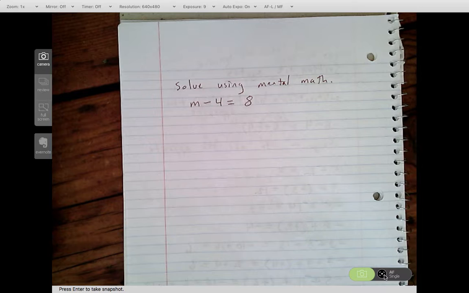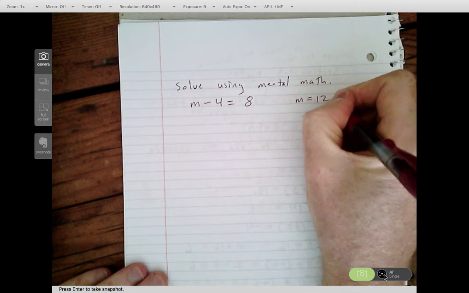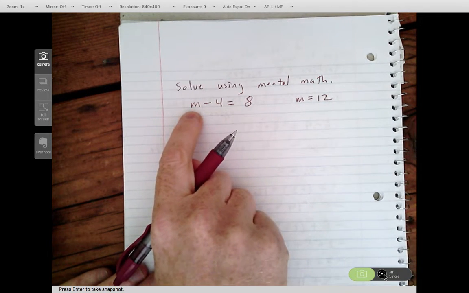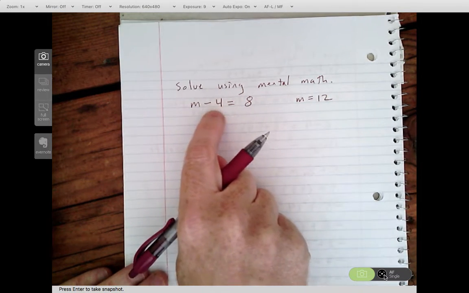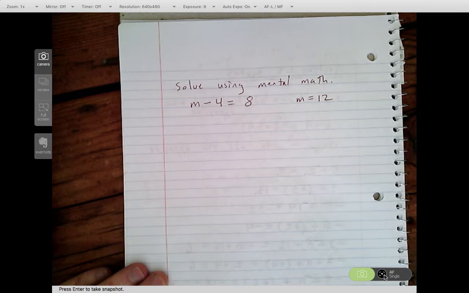So here, if you think about this, what number take away 4 is 8? Well, it's got to be bigger than 8. And really what this is 8 plus 4, or 12. So you're just thinking about it. So what number, m, in this case m represents a number, take away 4 is 8? Well, 12 take away 4 is 8, so the answer is 12.